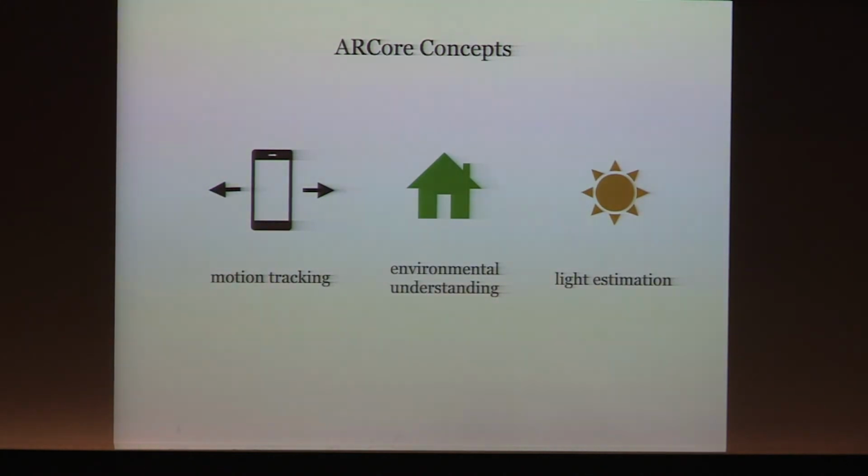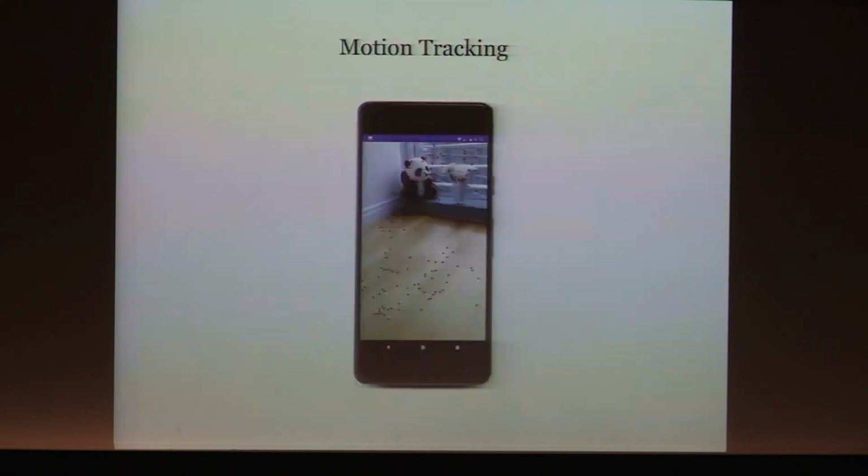So if we're talking about ARCore, there are three main concepts that will be very helpful to you as developers. The first one is motion tracking, then environmental understanding, and light estimation. So let's talk about each and every principle in more detail.